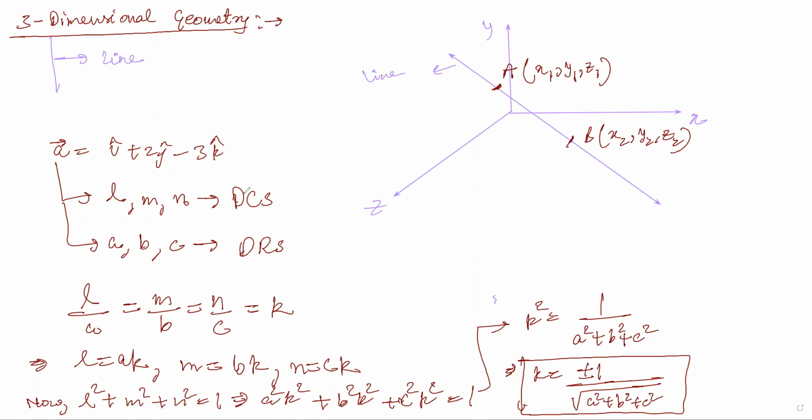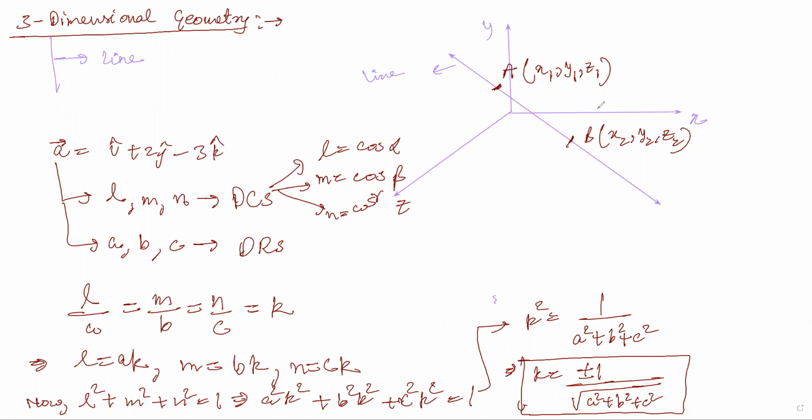Also, guys, you have to understand what the values of L, M and N are here. L is obviously cos alpha, M is equal to cos beta, N is equal to cos gamma. Right, so we have these two points. Now we want to find the DRs or DCs of this line.